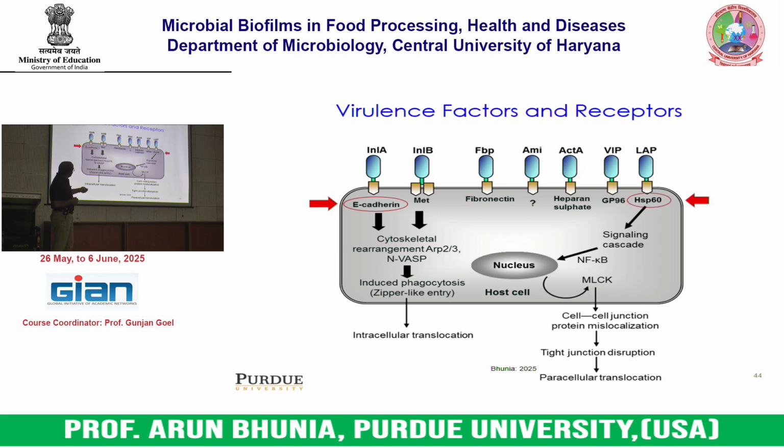The other one we've been studying is called heat shock protein 60, and this is called Listeria adhesion protein. Listeria has a lot of proteins on its surface. As I mentioned yesterday, a lot of those proteins serve as biofilm-forming proteins, and also some of the proteins help infect the host.